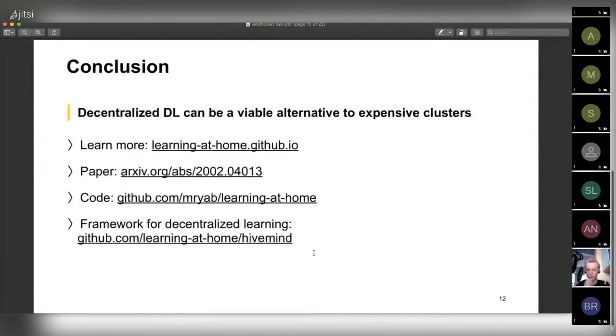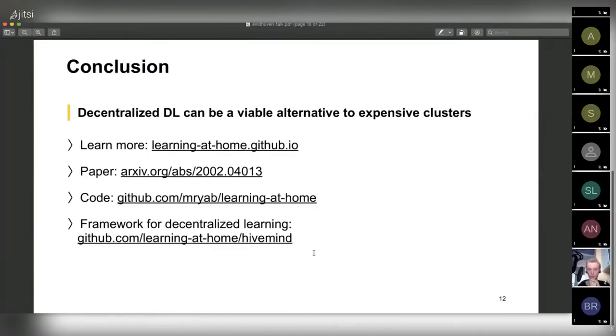Now, for the conclusion, I'd like to say that in this paper, we tried to introduce this idea of decentralized deep learning to the entire research community and show that it can be a viable alternative to expensive GPU clusters. If you want to learn more, you can read the landing page we've created at the link I show here, learning-at-home.github.io. You can also read the paper and check out the code.